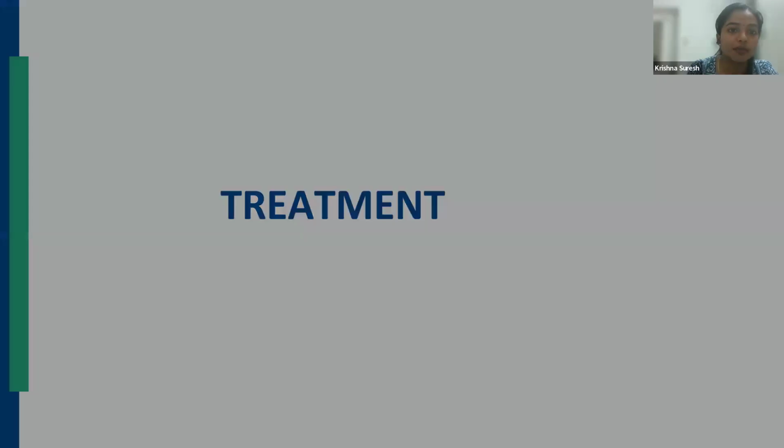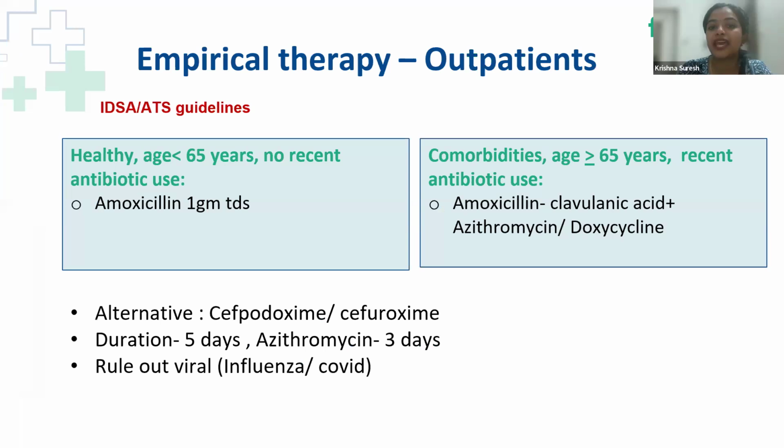Now moving on to the treatment part. So let us first discuss the empirical therapy in outpatients. I'll be discussing the IDSA ATS guideline recommendation. In a patient who is healthy without any comorbidity, age less than 65 years and with no recent antibiotic use, the IDSA ATS recommendation is amoxicillin 1 gram TDS. Another option is doxycycline, but the quality of evidence for that recommendation is actually low. An ICMR recommendation in this particular group of people is amoxicillin clavulanic acid.